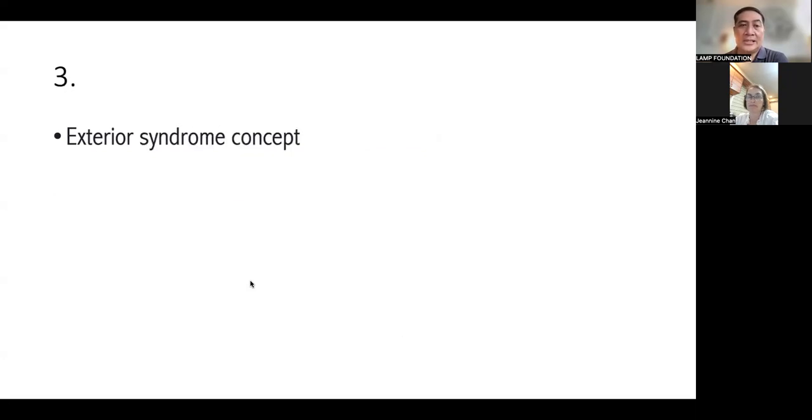What is the exterior syndrome concept? The exterior syndrome refers to the symptoms at the primary stage of exogenous diseases caused by the invasion of the 6 evils into the body through skin, mouth, and nose. Very good. What causes an exterior syndrome?